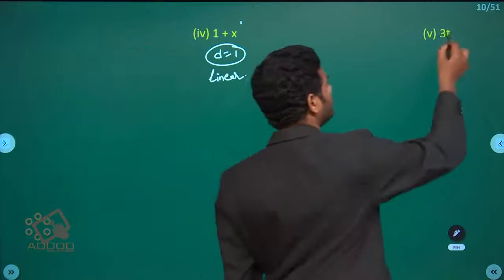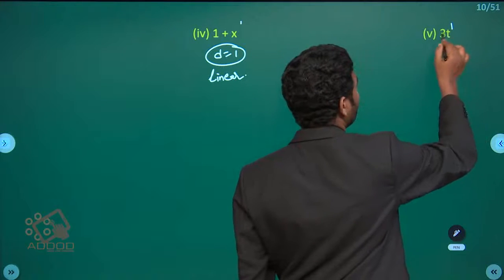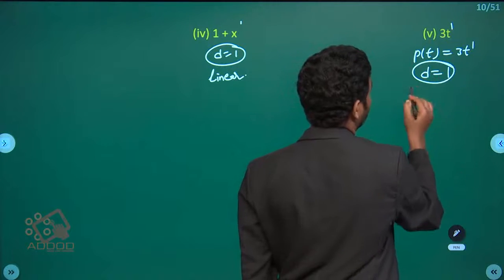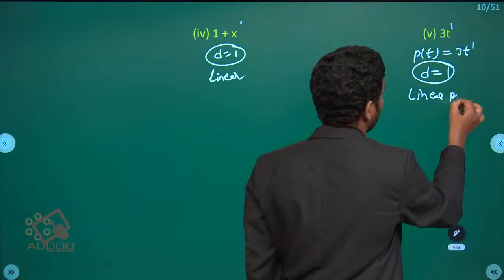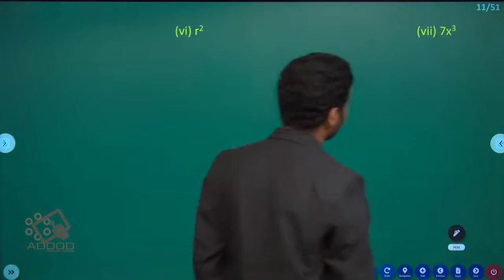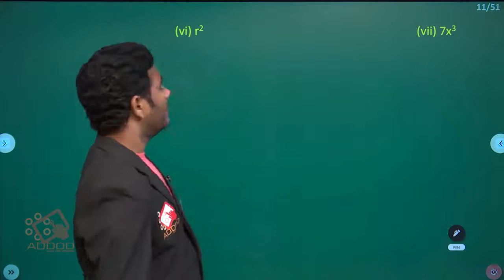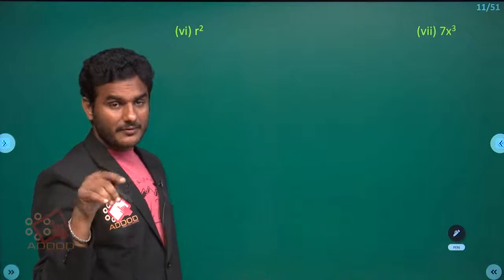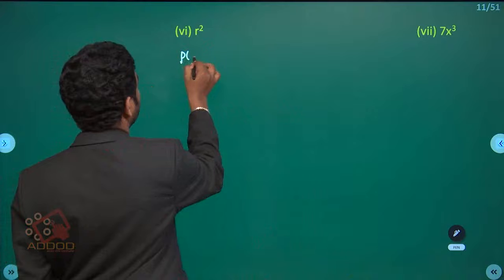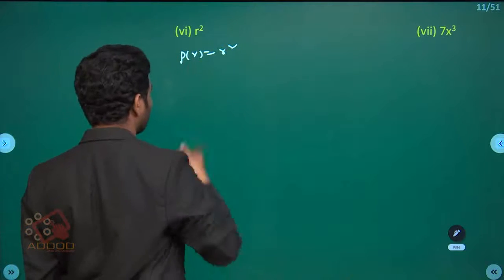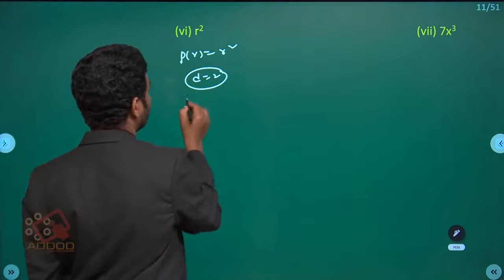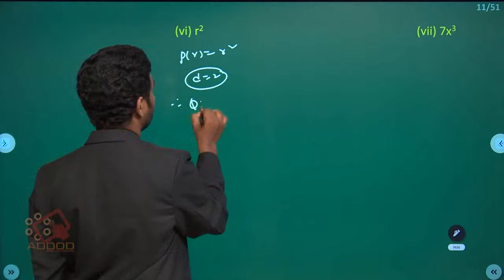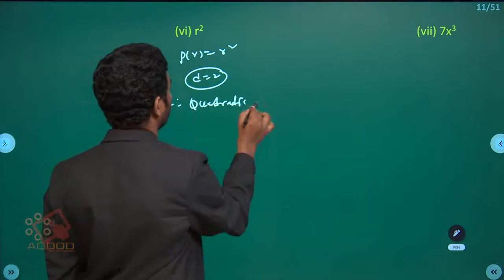Here also 3t power 1. This is a monomial. For example, p of t is equal to 3t power 1. Here degree is equal to 1. So it is called a linear polynomial. R square. R square is the monomial term which has the variable with power 2. Here for example, p of r is equal to r square. Degree is equal to 2. If the degree is 2, then this polynomial is called a quadratic polynomial. Therefore, r square is a quadratic polynomial.